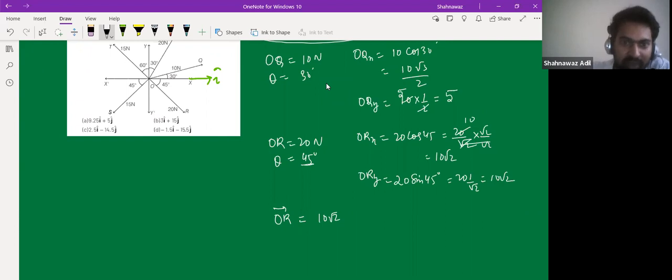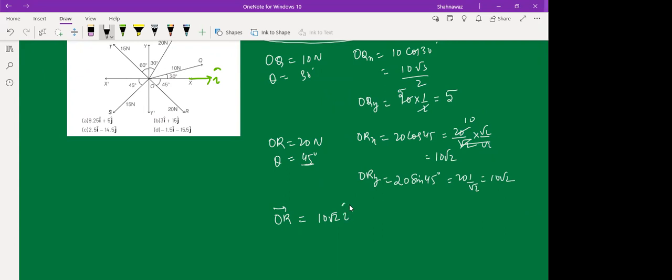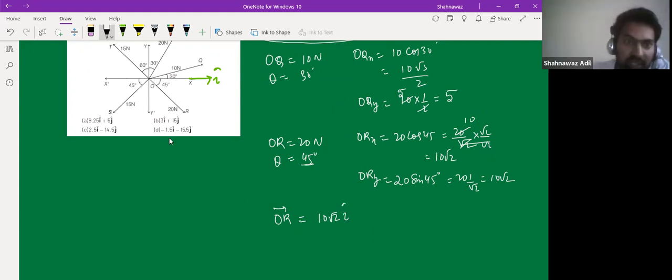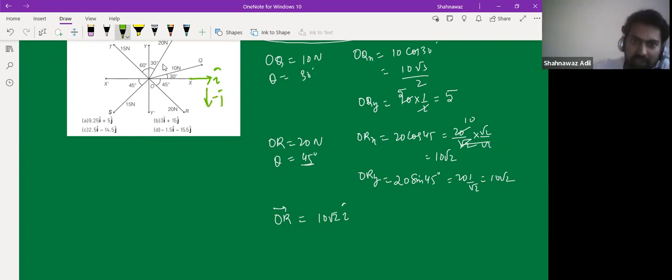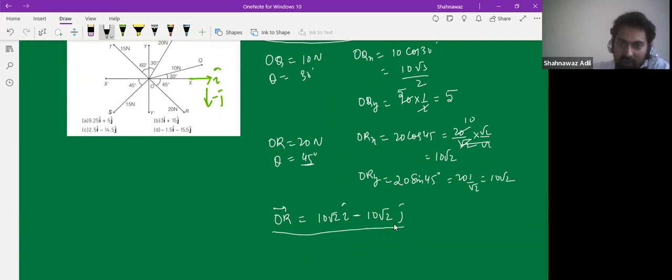So where was I? So this is 10 root 2 i cap. But for the j, it is in the minus j direction. So you have minus of 10 root 2 j. So this is OR.